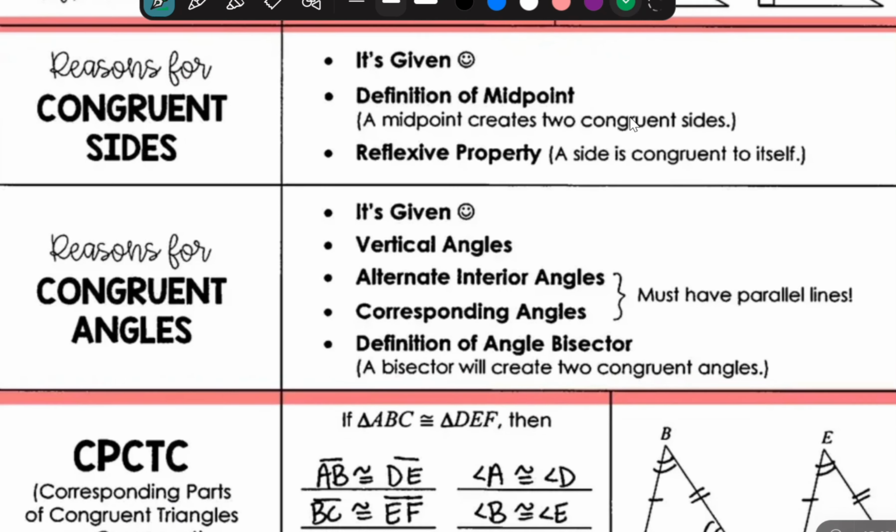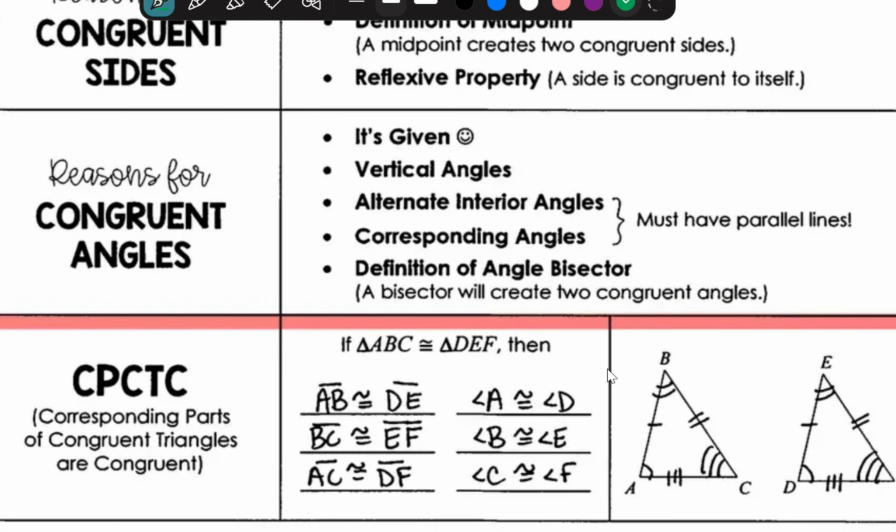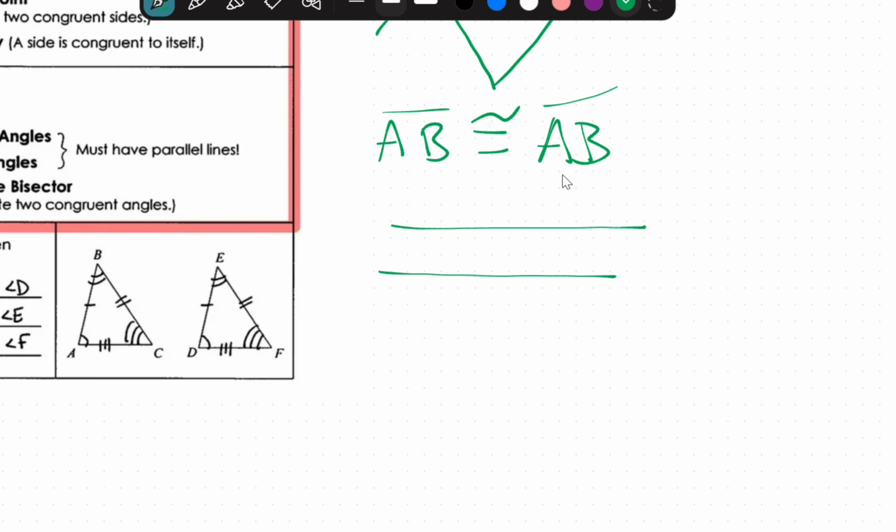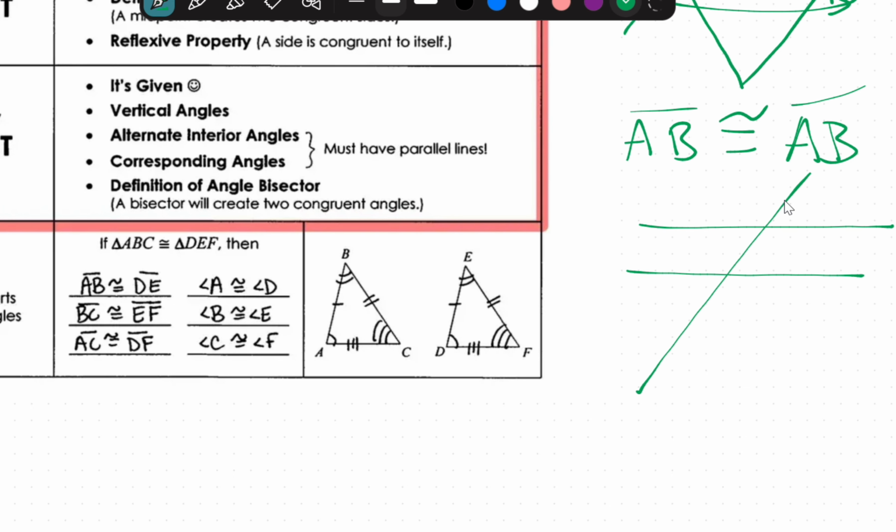Now, we can also have congruent angles if there are vertical angles, if they are alternate interior, if they are corresponding angles, must have parallel lines. Okay, this is what they mean. Right? This is what we're looking at. And then corresponding angles, and then the definition of a bisector. A bisector will create two congruent angles.